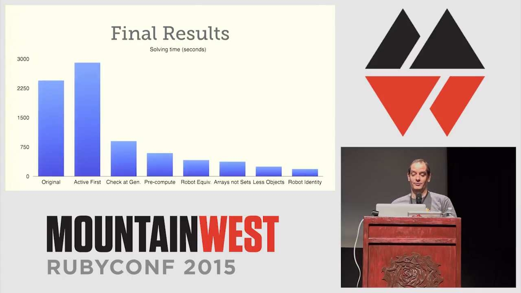So here's where I ended up with the optimizations I did. This is the total solving time for the example game I was running. And you can see it sped up quite a bit. Those first couple of algorithms were pretty naive and pretty slow. And with these optimizations I just talked about, it sped up quite a bit.